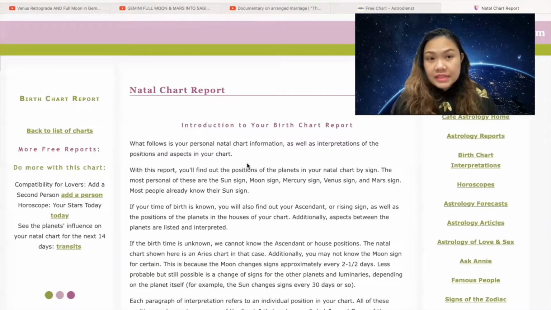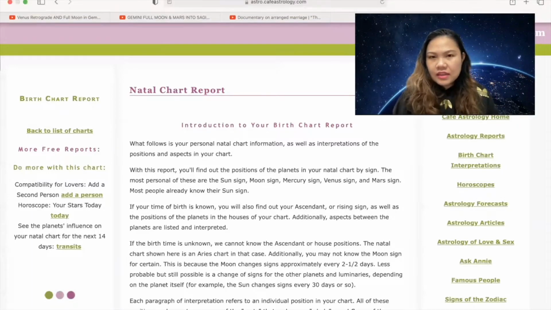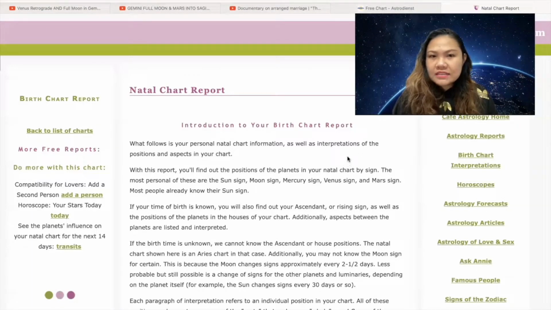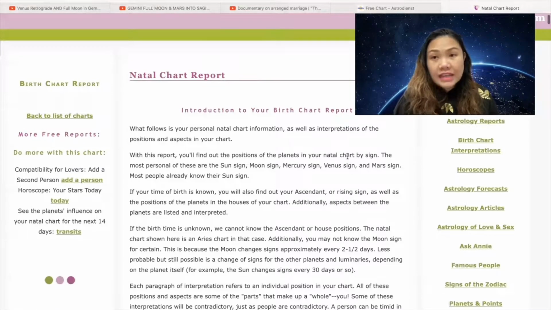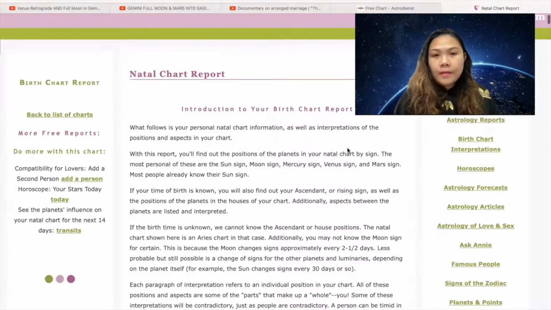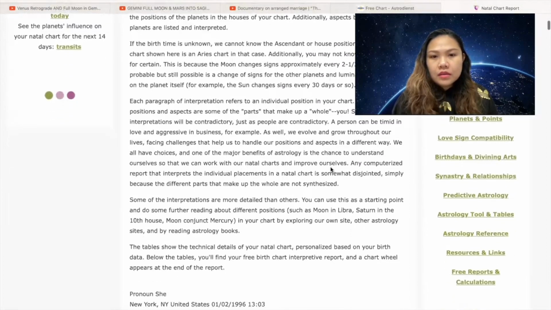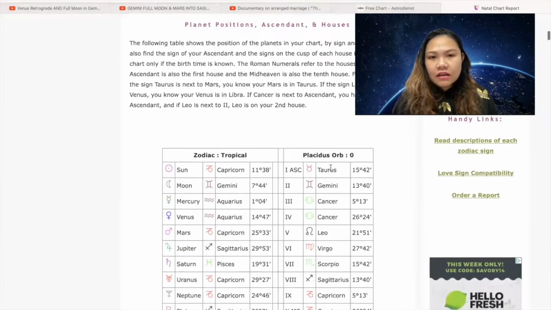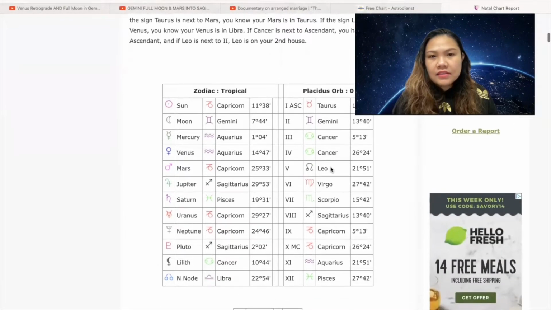After you submit it, it's not the natal chart report. It's very general, you can read from here, but I don't suggest reading from here because it's not really right. It's like 30% similar, but not exactly right. So then you scroll down and you can see the whole thing.